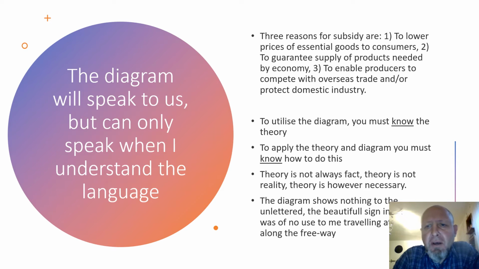Well, first thing, our syllabus is looking basically at three reasons why a government might apply a subsidy. One is to lower the price of essential goods to the consumer. In South Africa, they have government bread. This is bread that is subsidized to be affordable for all. Number two, the second reason is to guarantee supply of products needed by an economy. And the third reason is to enable producers to compete with overseas trade and/or protect domestic industry.